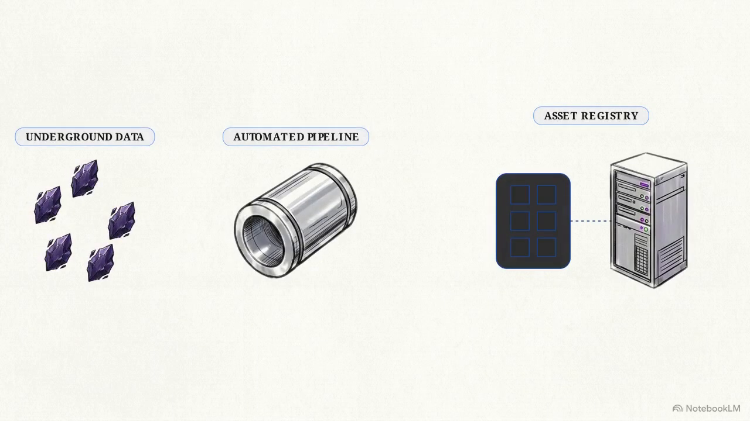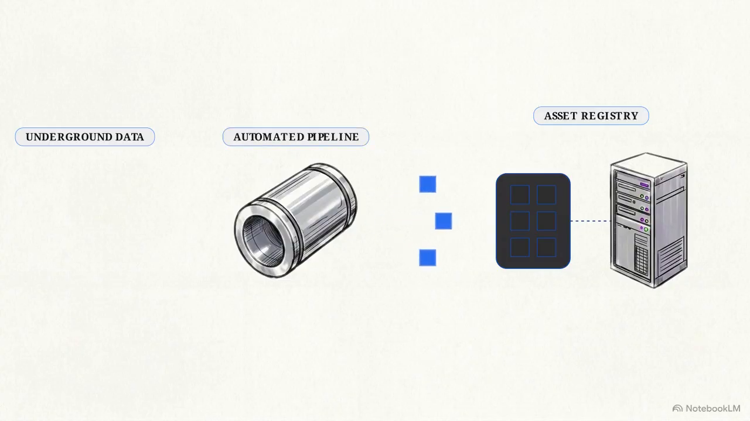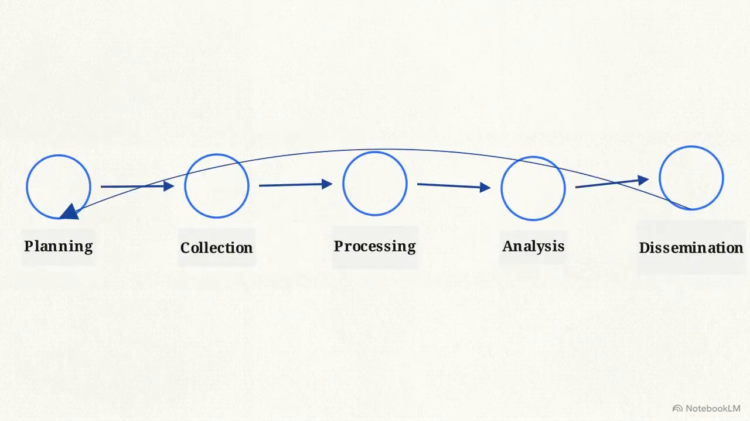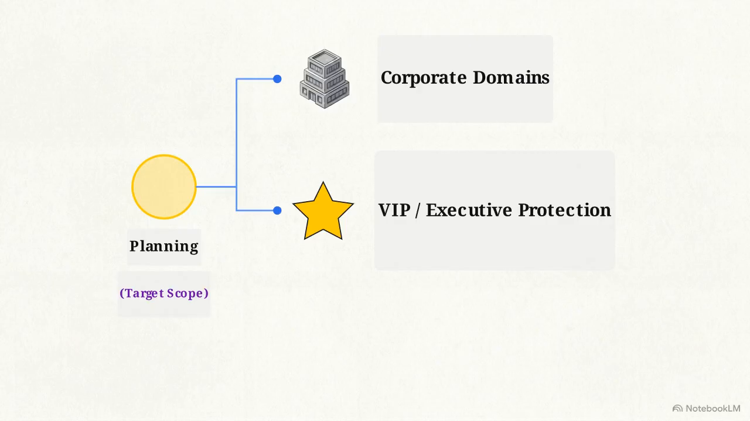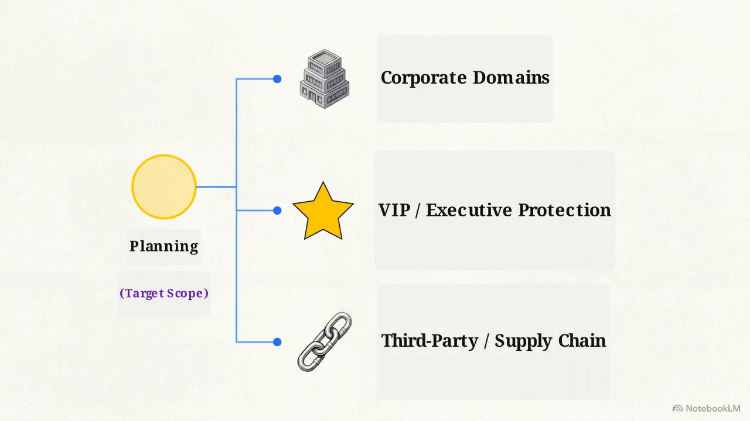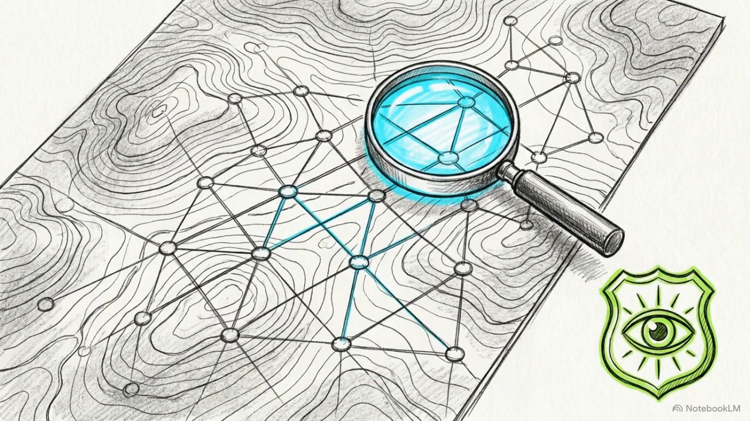Achieving the leftward shift requires an automated pipeline capable of safely extracting underground data and dynamically mapping it to the enterprise asset registry. This system is built on a 5-stage threat intelligence lifecycle pipeline. Phase 1 involves defining the exact target scope, including corporate domains, VIP emails, and the specific digital footprints of third-party vendors. Phase 2 is collection, and it comes with a strict constraint.